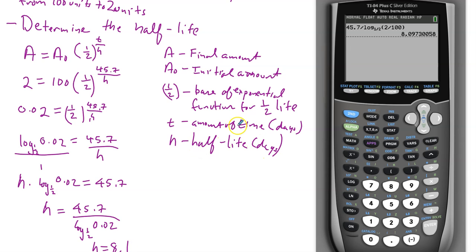And the units are going to be the same. So whatever the time was in, if the time was in years, this would be years. But time is in days, so that's days.